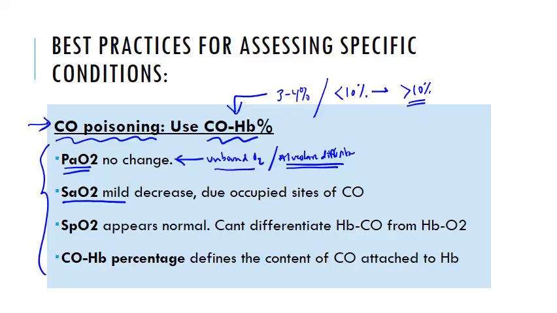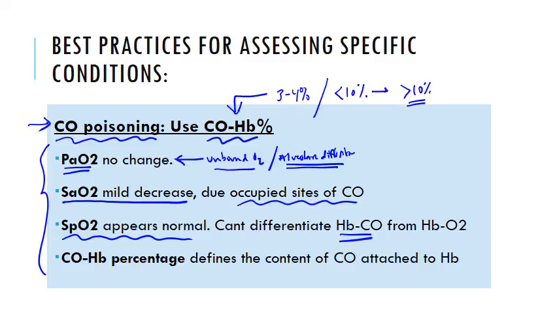Also, you will see that hemoglobin saturation of oxygen will show a mild decrease, mainly due to the occupied sites of carbon monoxide if it's profound. But this will not be a severe decrease. Again, as I said before, peripheral oxygen saturations typically appear normal as they can't differentiate from carboxyhemoglobin.